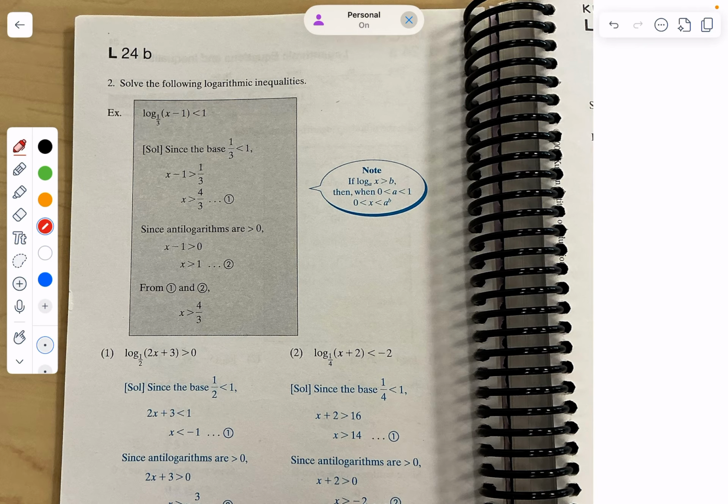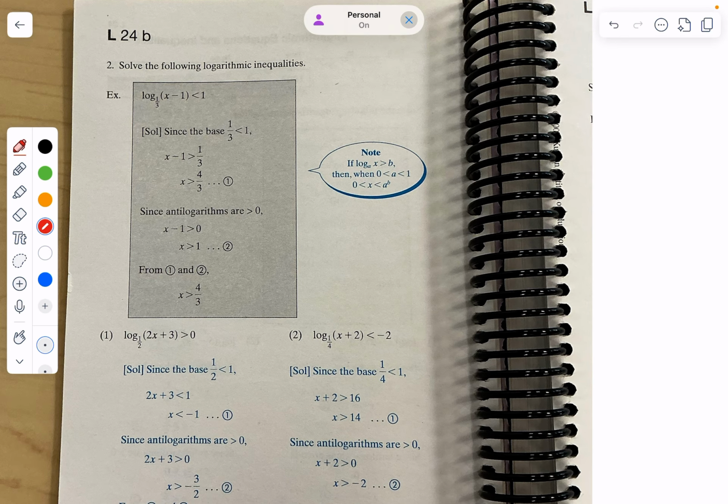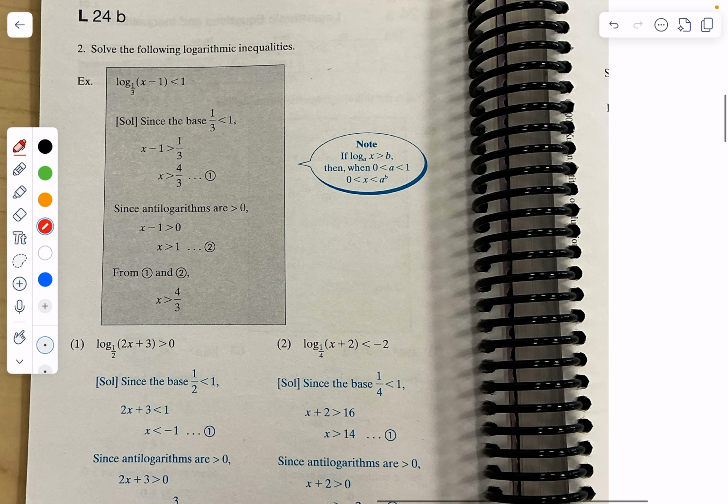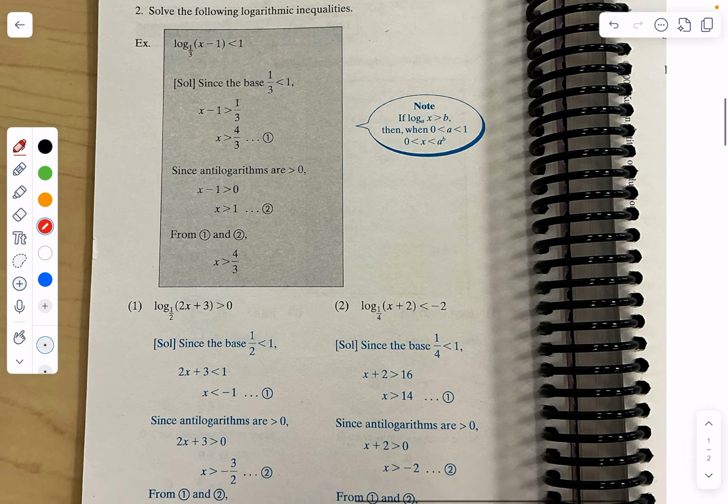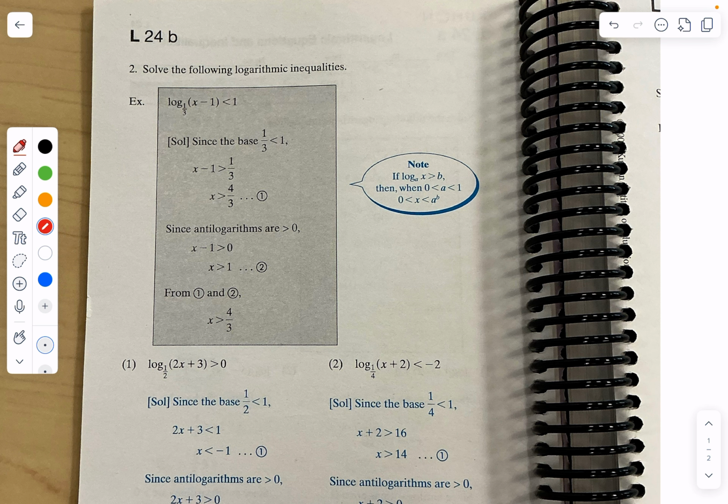Here we're going to talk about level L, page 24b, the example question over here. So let's read through the question one by one and see if we can understand the example. We have log base 1 over 3 of x minus 1 is smaller than 1. So we're dealing with inequalities, logarithmic equations and inequalities.